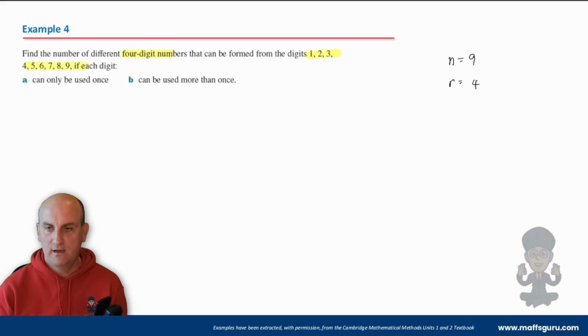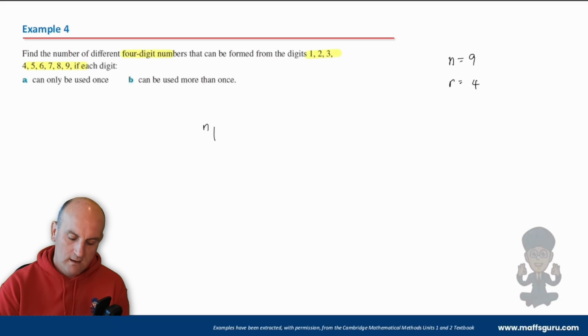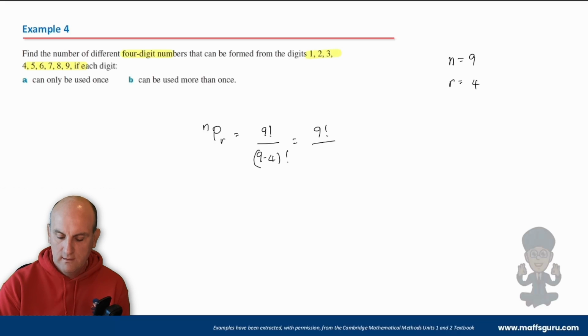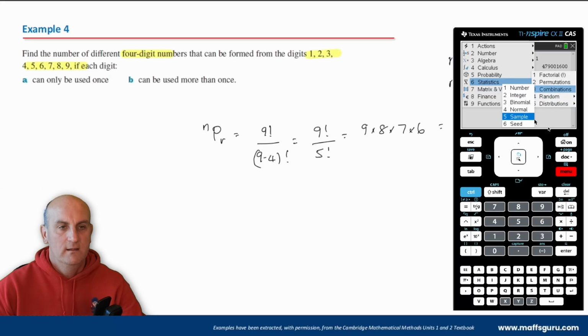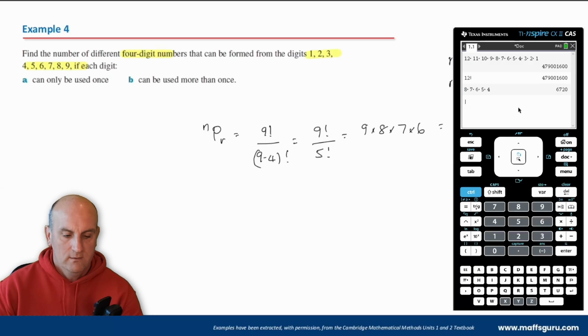Okay, so if it can only be used once, and I'm not repeating, then I'm going to have nPr, which is going to be given by 9 factorial divided by 9 minus 4 factorial, which is 9 factorial divided by 5 factorial, which is going to give me 9 times 8 times 7 times 6. And again, if I put that into my calculator, let's bring my TI Inspire up, and let's go back here, and we're just going to do 9 factorial.